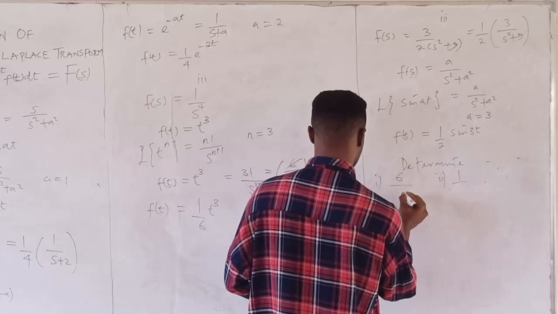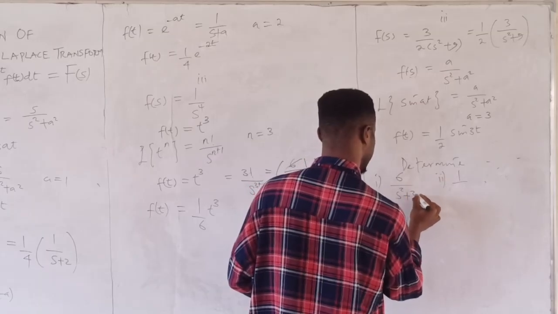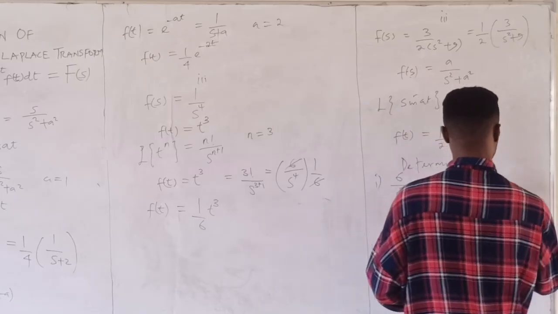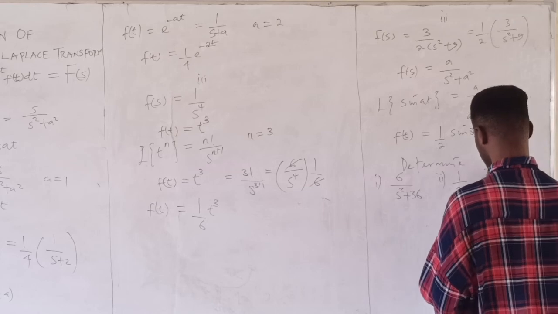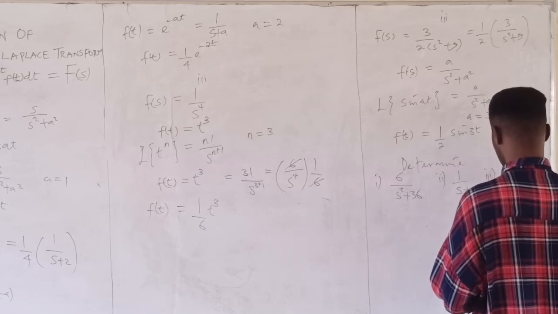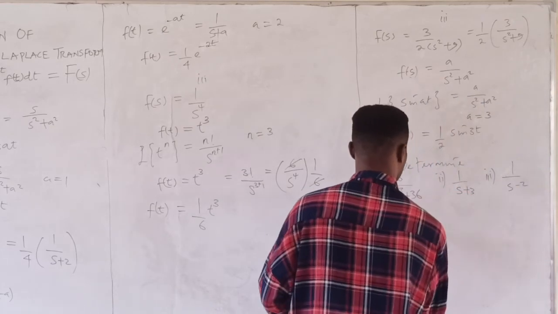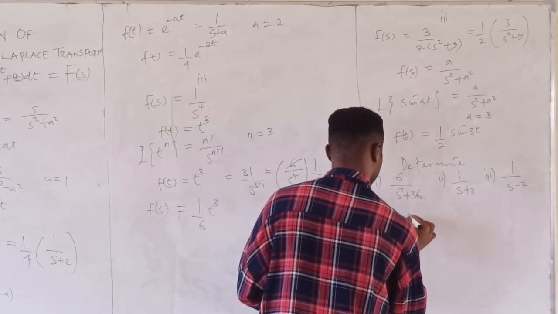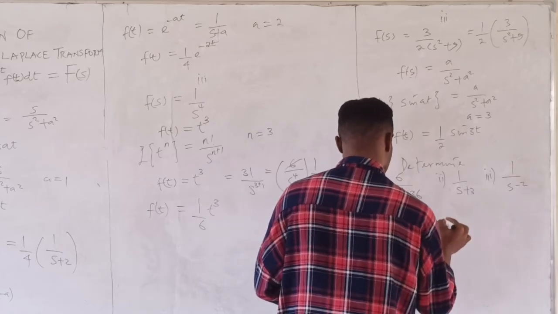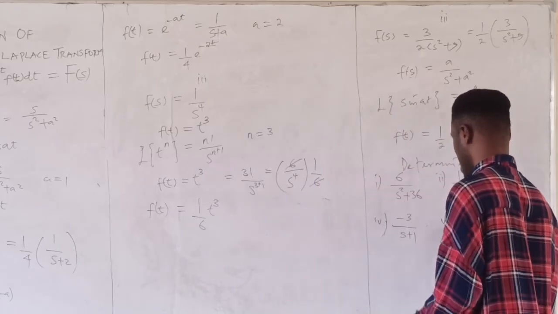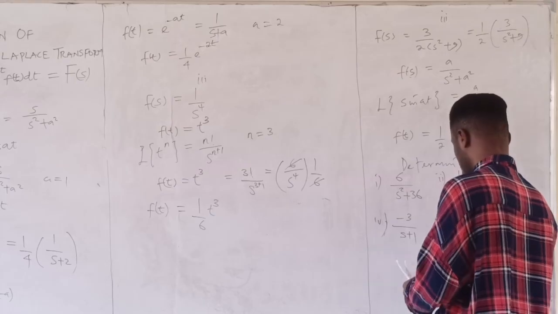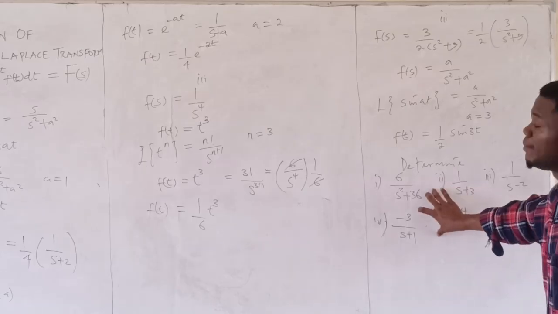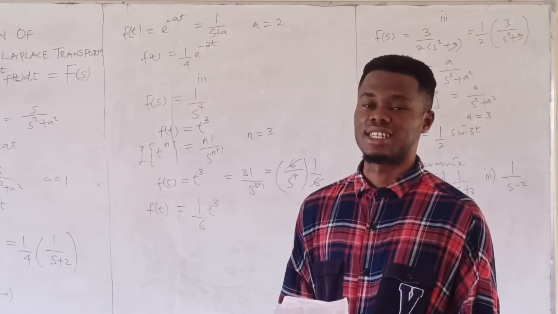A, we have 6 over s squared plus 6. B, we have 1 over s plus 3. Then we have C, 1 over s minus 2. D, we have minus 3 over s plus 1. And the last but not the least is E, we have 4 over s plus 3. So determine these functions and put your answer in the comment section.